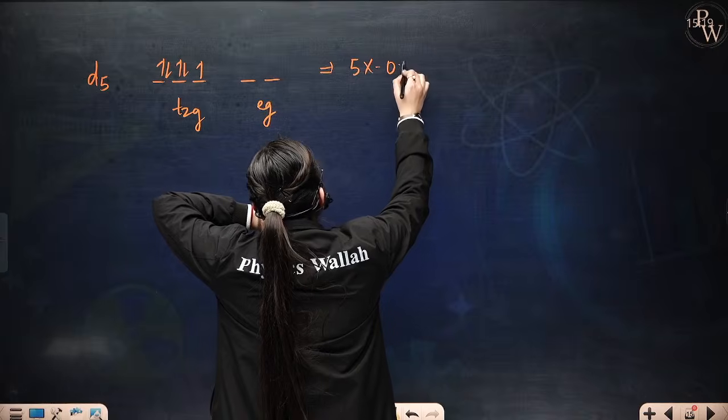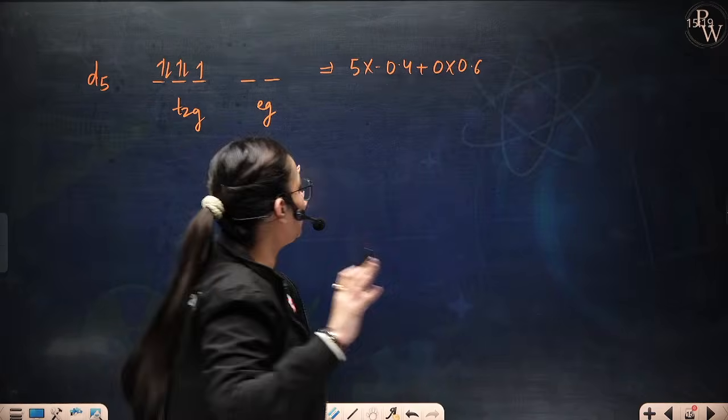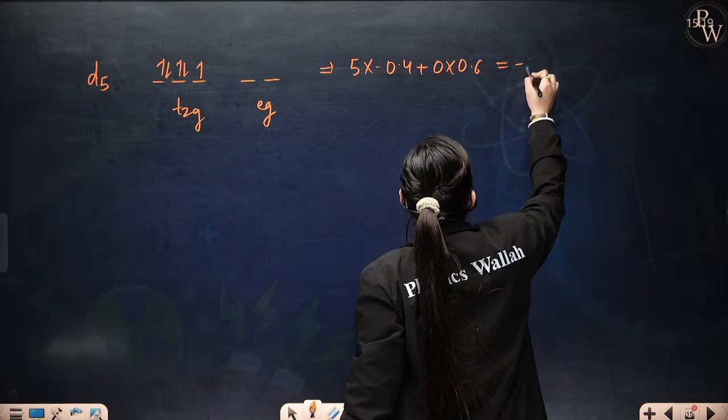5 into minus 0.4 plus 0 into 0.6, because there are no electrons in the EG energy level. So, what will we be getting here? Minus 2 delta naught.